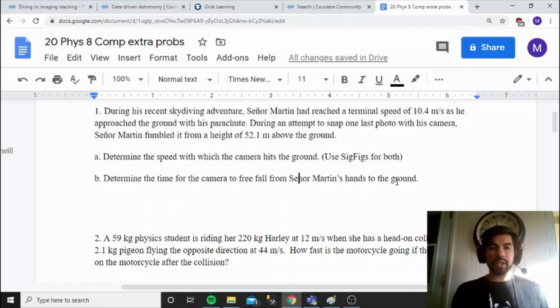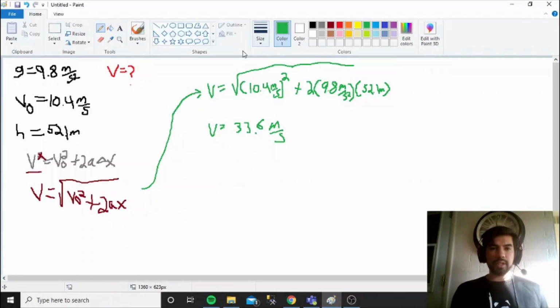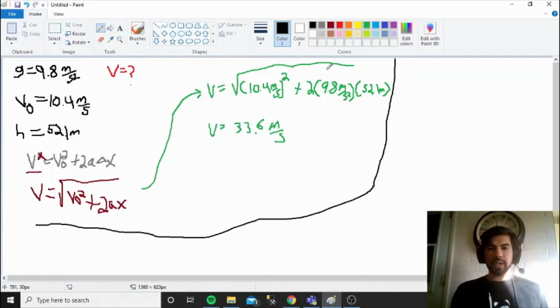Hands to the ground. Okay, so what's the time it takes? Well, okay, so let's give ourselves some room here. Okay, so let's write it right here. I'm trying to find the time. And there are multiple ways to do this. Let me just do it the easiest way so that I don't have to write as much.